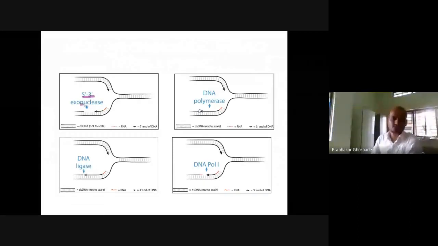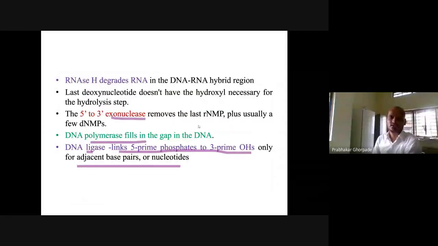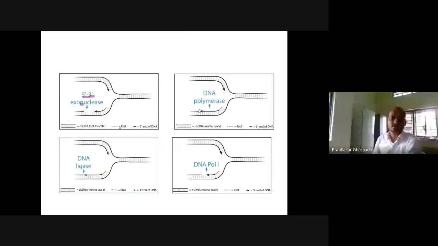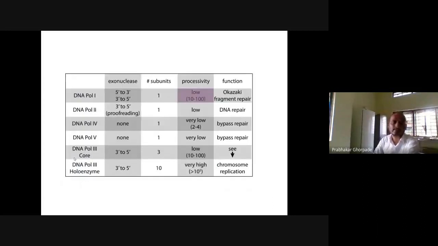Okay, so this exonuclease action is removing the RNMPs, the RNA molecules. Then DNA polymerase is again adding dNTPs on this strand. DNA ligase is filling in this gap, and now DNA polymerase can add a dNTP again here, and DNA ligase finally fills the gap.